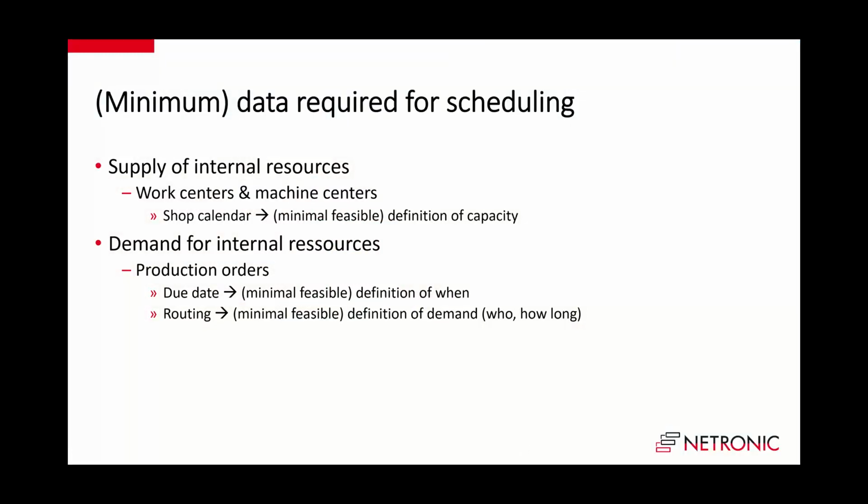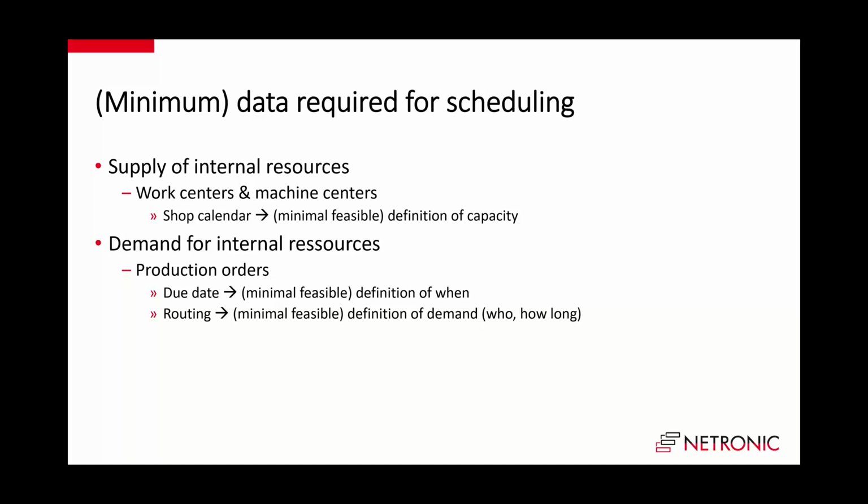So in order to model your internal resources, your internal supply of capacity, you need to set up work and machine centers in Business Central, and you need to have a shop calendar and apply this to your work center so that it then can get inherited to machine centers. And the shop calendar really is the most minimal feasible definition of capacity.